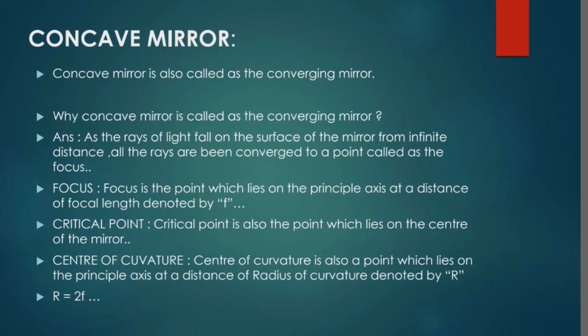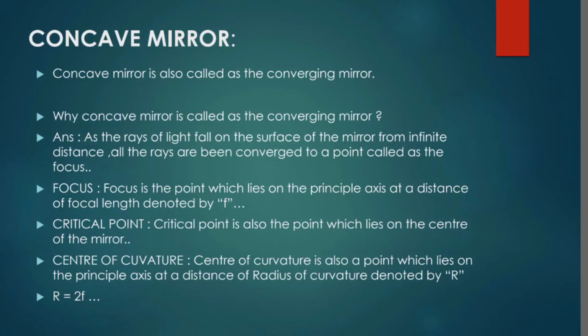Let's see focus, pole, center of curvature. Focus is a point which lies on the principal axis at a distance of focal length, denoted by small f, from the pole. And the next is the pole. The pole is also a point which lies at the center of the mirror. For example, let's take a concave or convex mirror.